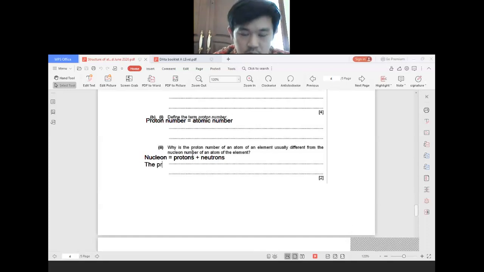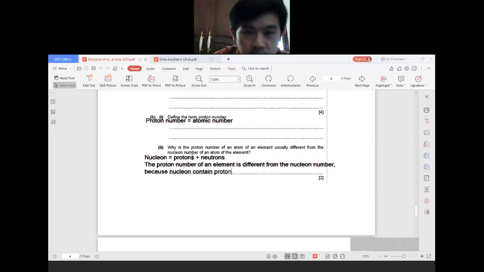The proton number of an element is different from the nucleon number because nucleon number contains neutrons that do not have any electrical charge. Okay, different from protons.